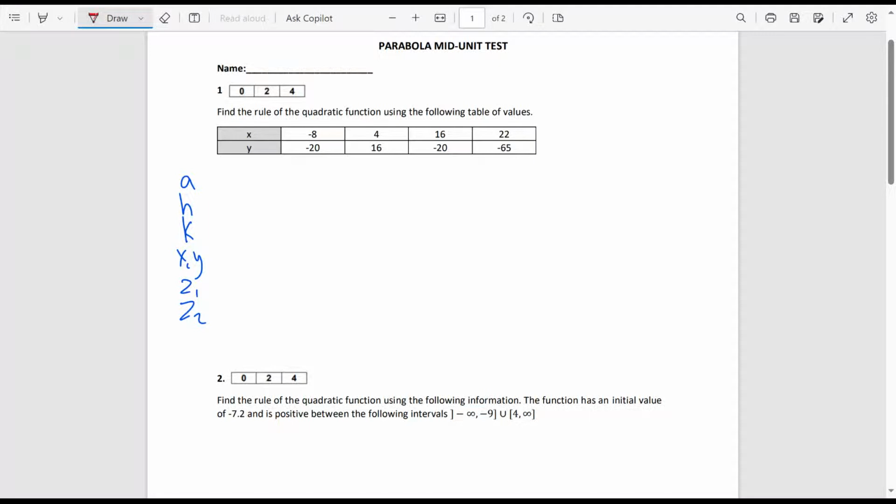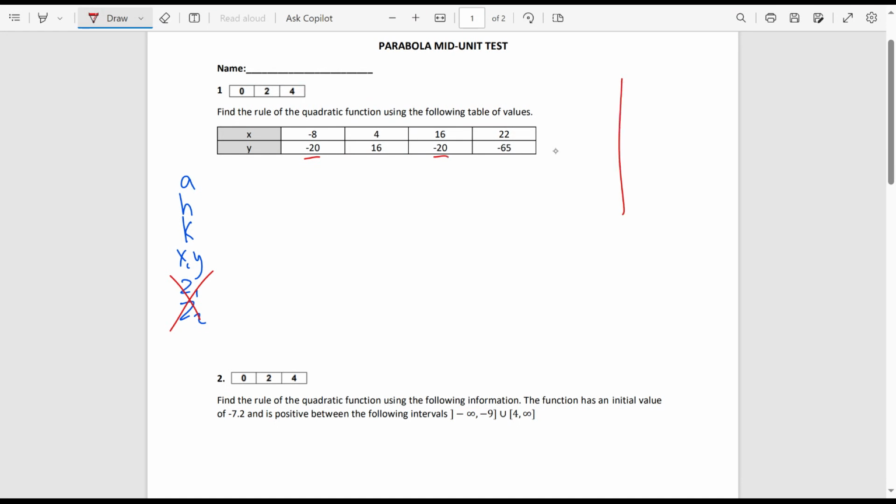test. There's a few people that struggled, and I want to go over how to solve this guy in full. First things first, I'm always going to try and label a, h, k, the points, and the zeros. If I look at the information provided in this table right now, you'll notice that there's no zeros, so it's likely not going to be in that form right there.